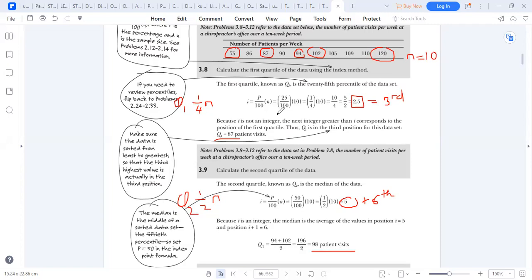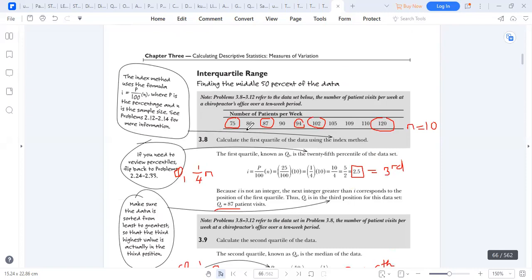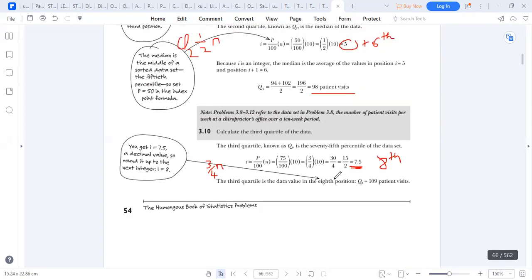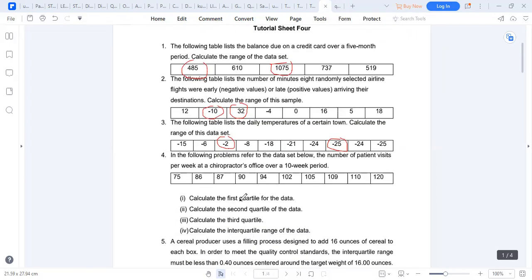Then the third quarter is 3/4 of n. So 3/4 of 10, we're going to get 7.5. Remember, if you have a decimal point, you always round up. So this is the 8th position. If you count to the 8th position, 1, 2, 3, 4, 5, 6, 7, 8, so 109, in this case, will be our 8th position. So that is our third quarter. So this is how we find the first, second, and the third quarter.